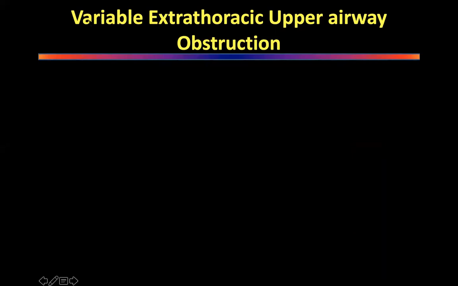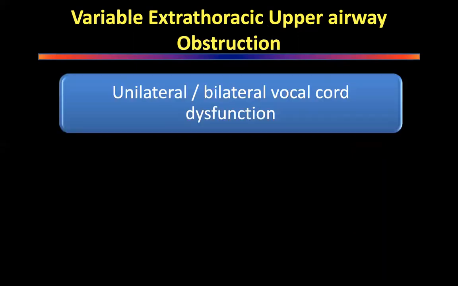Extrathoracic upper airway obstruction. Variable extrathoracic means outside the chest. I always had problems understanding this. What is the meaning of extrathoracic upper airway? It's very simple. Extrathoracic means the block or the obstruction is outside the chest. So what are the clinical conditions which will cause a block outside the chest? You can have vocal cord problems, you can have unilateral palsy, or you can have bilateral palsy, or adduction of the vocal cord, both of which will cause an extrathoracic upper airway obstruction.